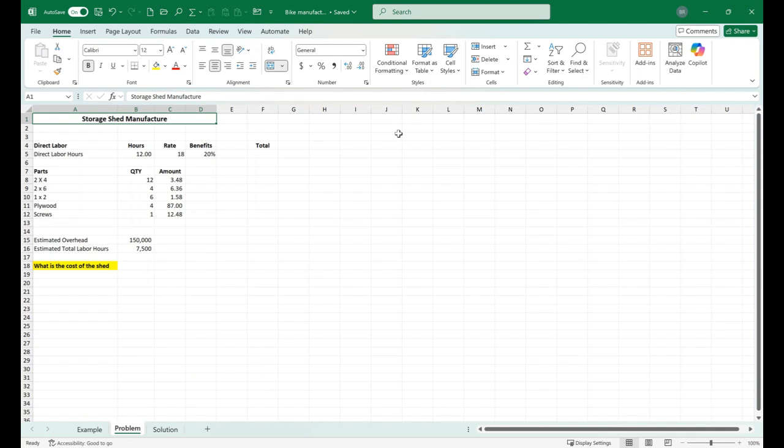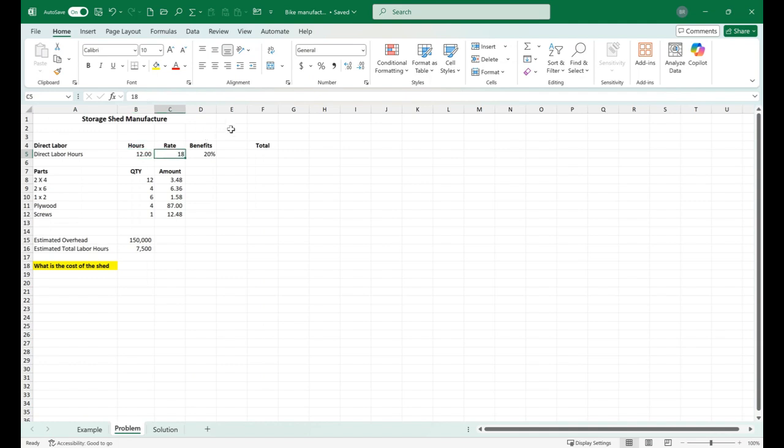As you should know by now, what goes into this product is the direct material cost, the direct labor cost, and then an application of overhead, an allocation of overhead based on some activity or criteria. So we want to figure out what this shed cost us to manufacture. Let's start with direct labor. It's going to take 12 hours of direct labor to assemble this shed.